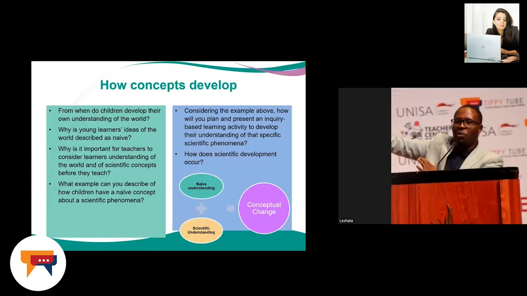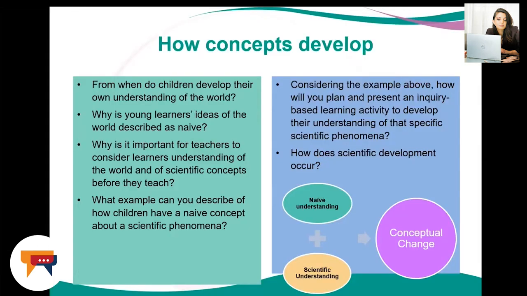Okay, so now we need to go on to how concepts develop. So from when do children actually develop their own understanding of the world? You need to understand that from birth, we develop a certain understanding of the world around us. Psychologists would describe it as how development happens in stages, in terms of sensory motor, pre-operational, concrete operational, and so forth.